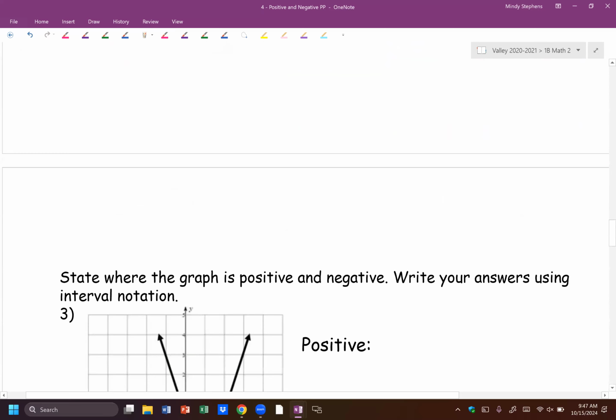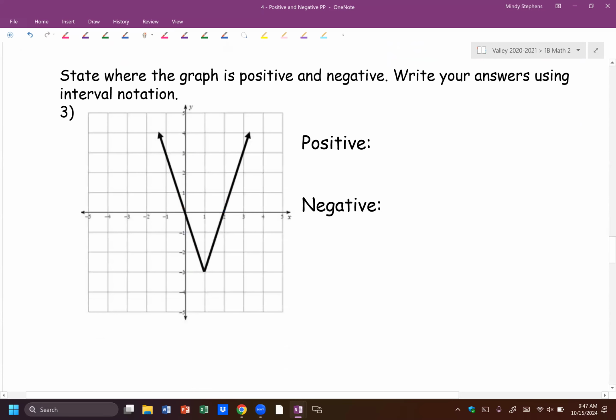Okay, it's similar. You're just identifying something different. So we have positive pieces. This piece is positive. This piece is positive. And then all this down below is negative. So the first piece right here, this is positive. It has an arrow, so it goes forever to the left. So it starts at negative infinity and it stops at 0.